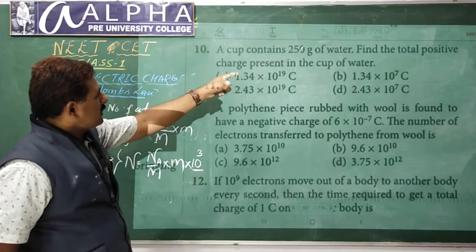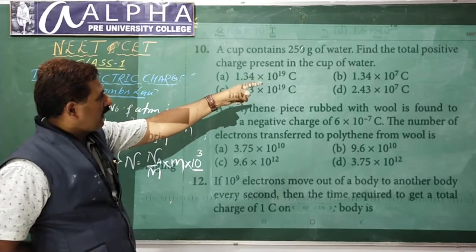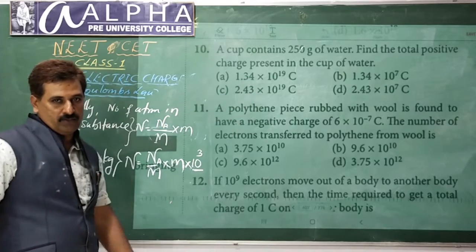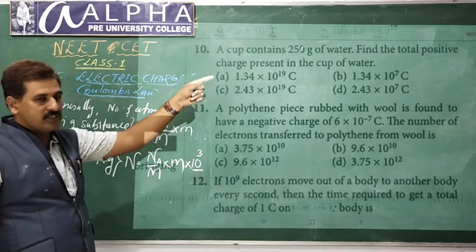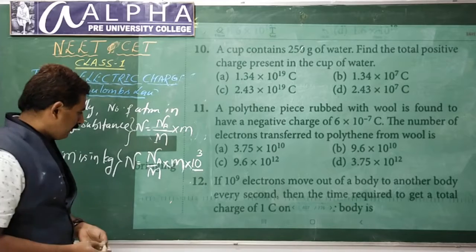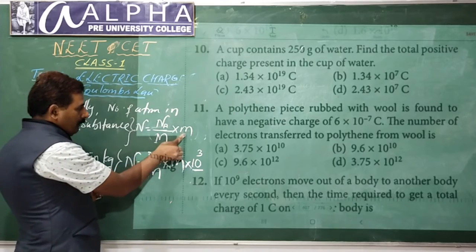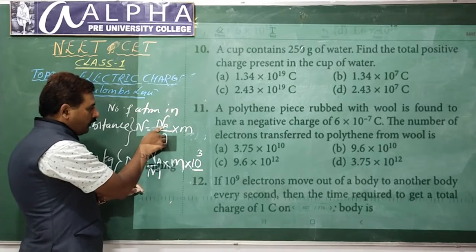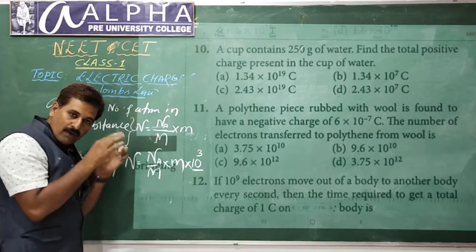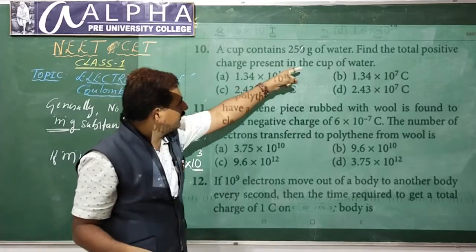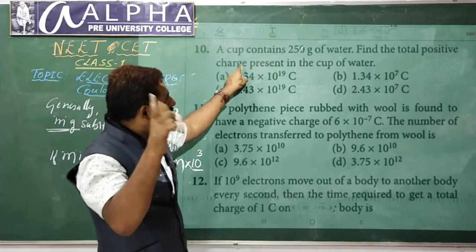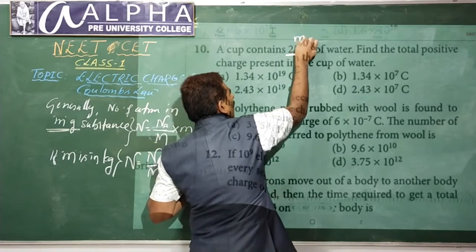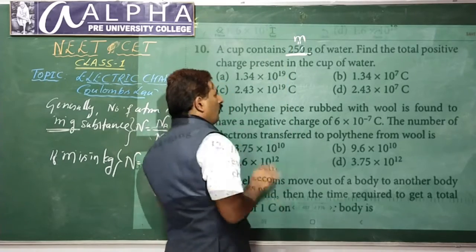A cup contains 250 gram of water. Find the total positive charge present in 1 cup of water. 1 cup means how much? 250 gram, right? My total mass of the given substance, what is m? 250 gram. You know the value of Na. It's not given here in numbers. You have only one numerical value, that is 250. What is this 250? It is m, our small m. Only m you know.